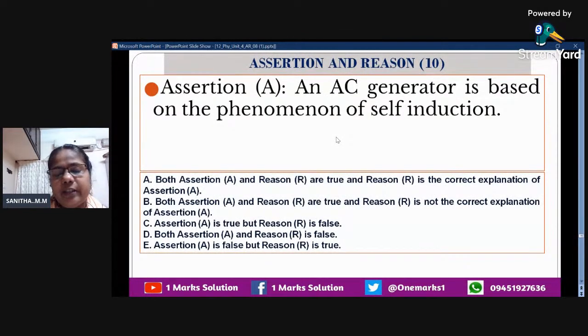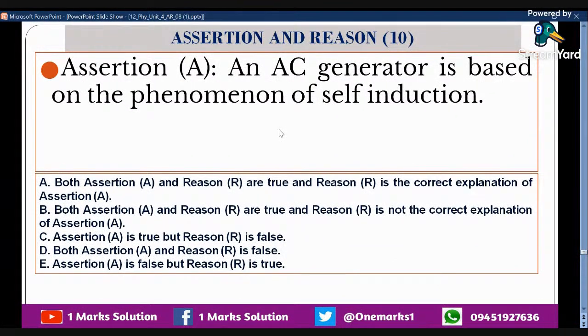An AC generator. Two devices you are studying in these chapters. One is the AC generator, another one is the transformer. Both are very, very important. What is the principle of the AC generator? Electromagnetic induction. The chapter name itself is the principle of the AC generator. You can recollect in that manner. What is the principle of the transformer? Mutual induction. If you write electromagnetic induction, that is not correct. The correct word should be mutual induction.